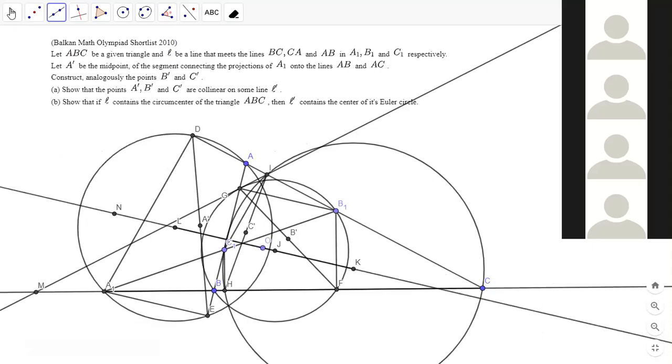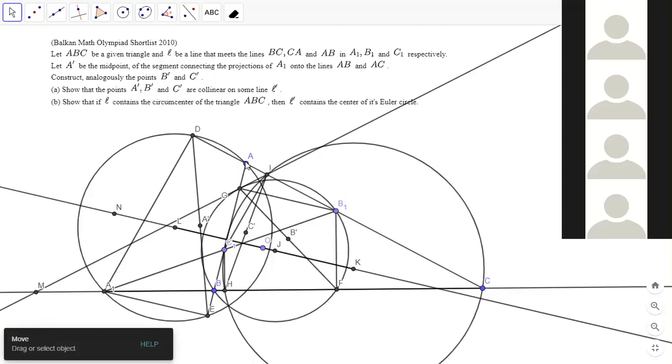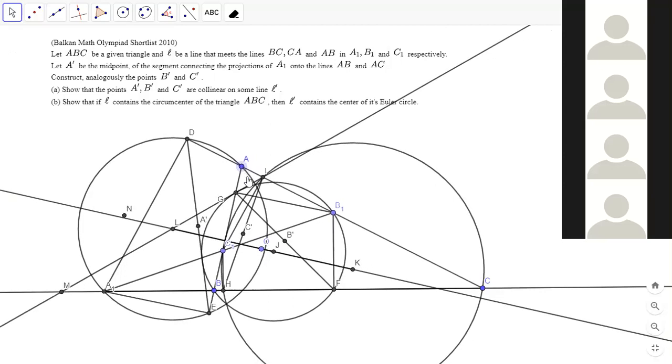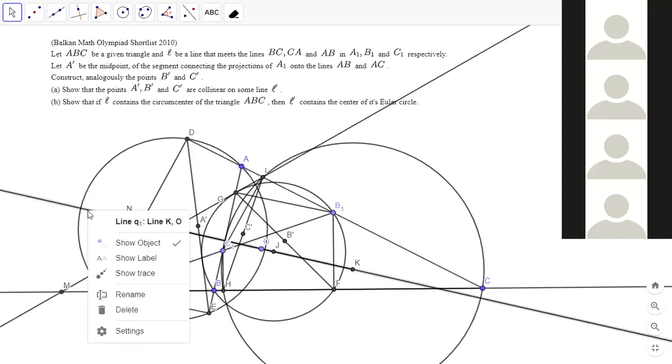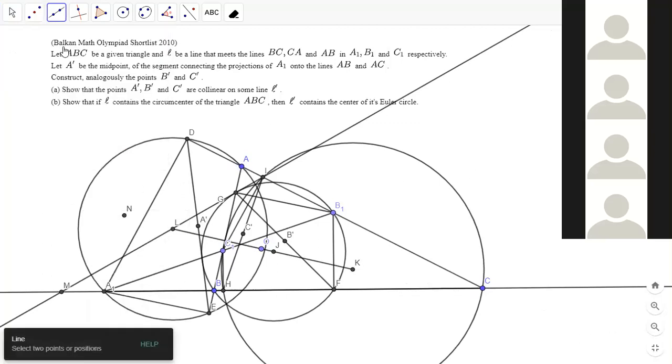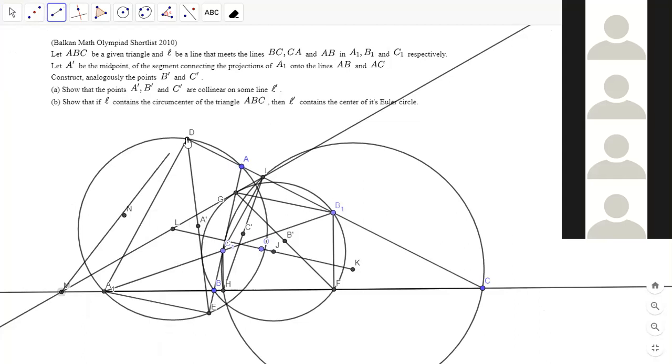Oh, it almost looks, is that a coincidence? I don't think that always happens. No. So, but this line will, the line through A prime, B prime, and C prime. Wait, that almost doesn't.